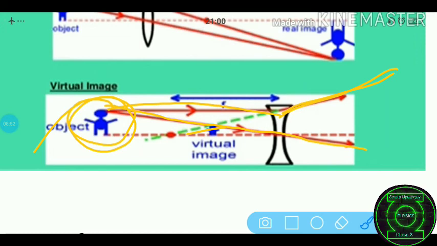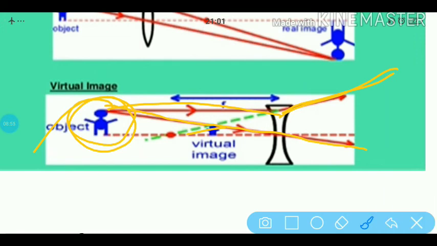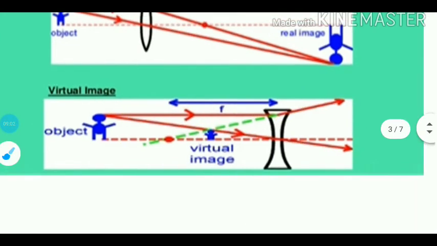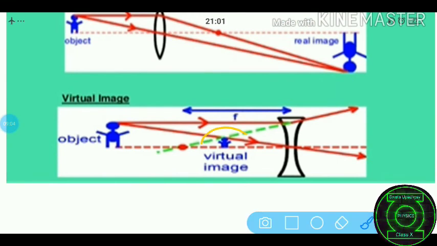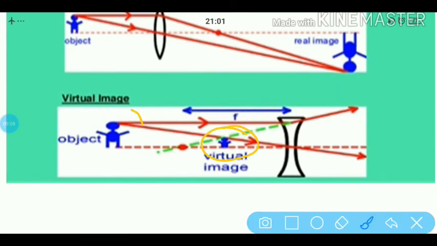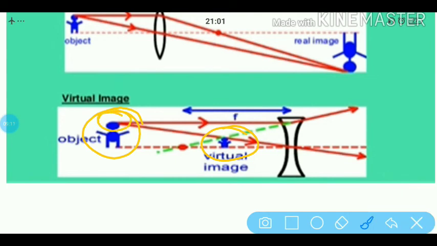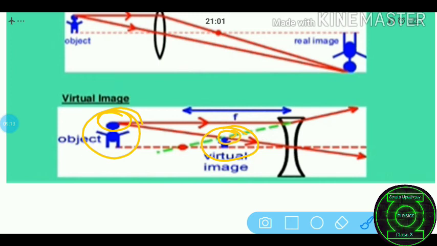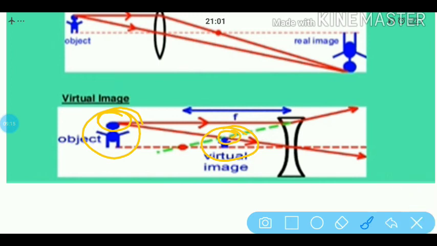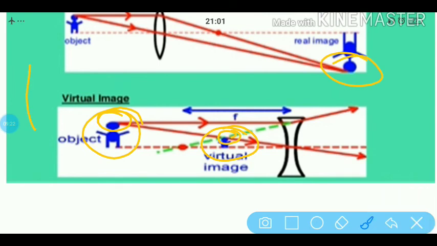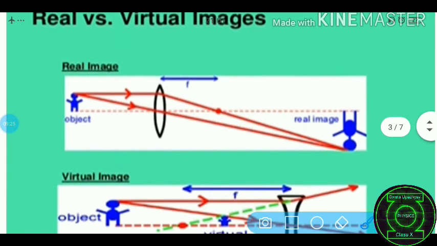It diverges the rays after refraction. The virtual image is erect. Here we are getting the image, and the image is erect. Erect means upright. The head of the image will be upward. In case of inverted, the head of the image will be down. The arrow of the image will point downwards.